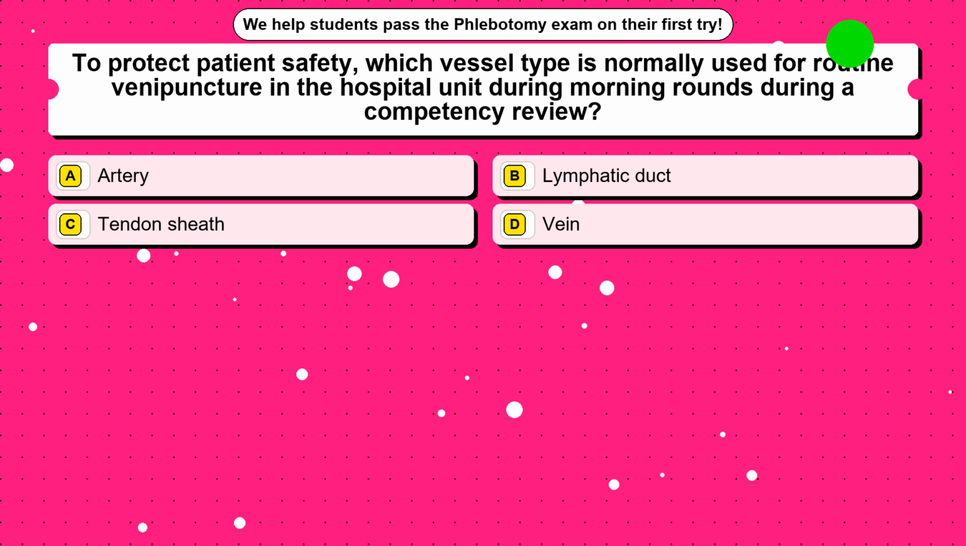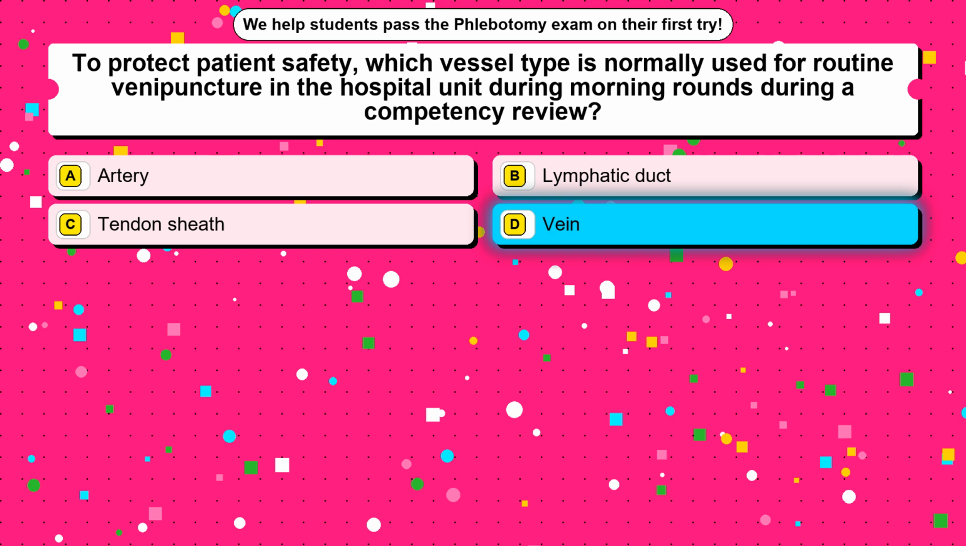Question 83. To protect patient safety, which vessel type is normally used for routine venipuncture in the hospital unit during morning rounds during a competency review? Option A, artery. Option B, lymphatic duct. Option C, tendon sheath. Option D, vein. The correct answer is option D.